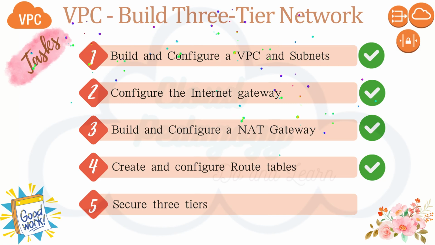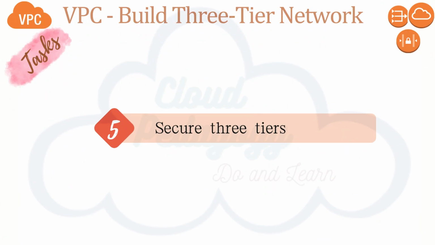Good job, you have finished the task 4. In task 5, we are going to secure all 3 tiers. We are almost done with this. Before we wrap things up, let's add a layer of security to our VPC by creating an NACL. It's a sort of firewall for controlling traffic in and out of one or more subnets for each of our layers.